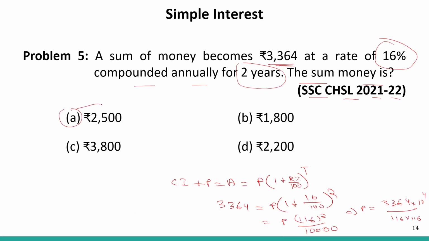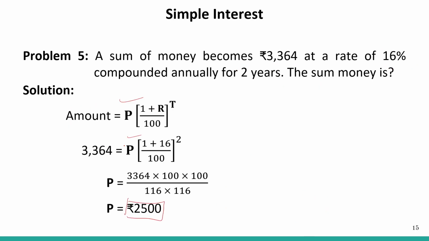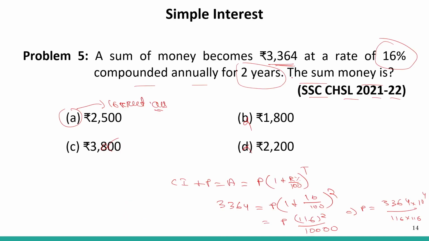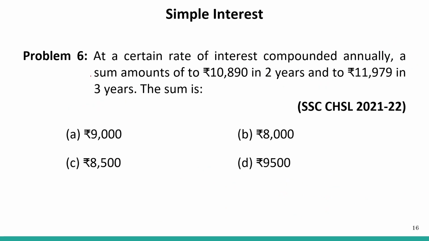So option number A is the correct answer here. B, C and D are all wrong answers. This is nothing but a very easy question. Just by putting it into the formula, you can evaluate the answer, that is 2500. So let's see problem number 6.